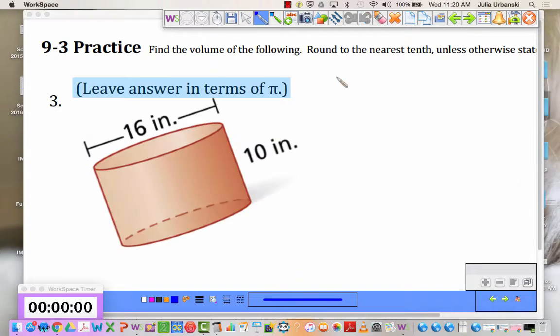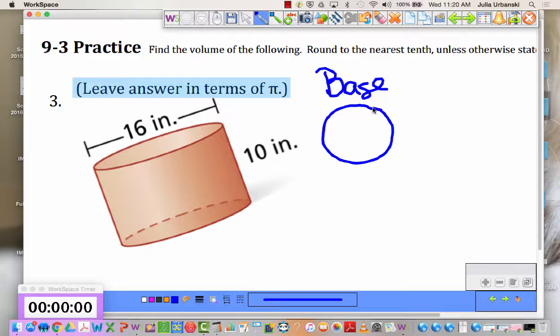It's volume. The base is what shape? A circle. What's the radius? 8. Good. 16 is all the way across. Capital B stands for base area. What do you use for the area of a circle? Pi radius squared. Good. Pi r squared.